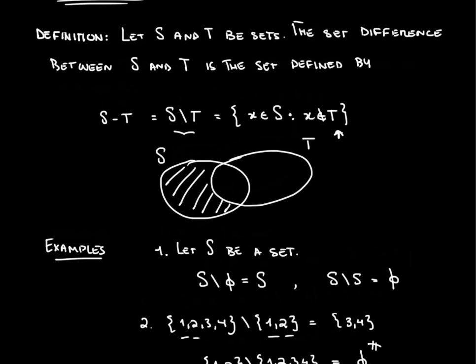Okay, so remember, the set difference between S and T is the set defined by all of the elements X that are in S such that X is not an element of T.